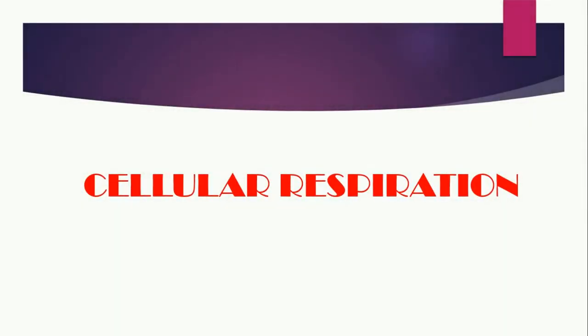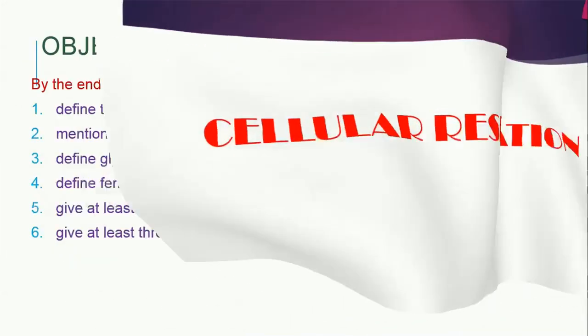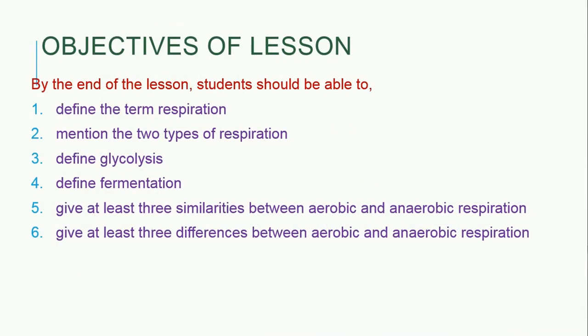Today we are looking at the topic cellular respiration. Now, objectives of the lesson. By the end of the lesson, students should be able to: 1. Define the term respiration. 2. Mention the two types of respiration. 3. Define glycolysis. 4. Define fermentation. 5. Give at least 3 similarities between aerobic and anaerobic respiration. And 6. Give at least 3 differences between aerobic and anaerobic respiration.